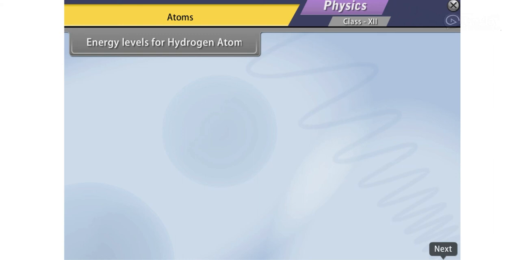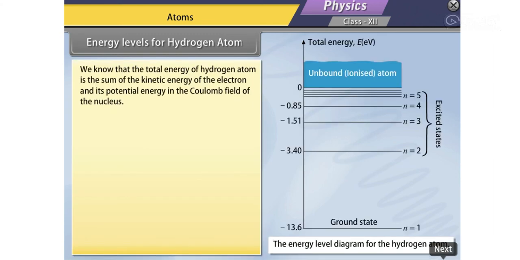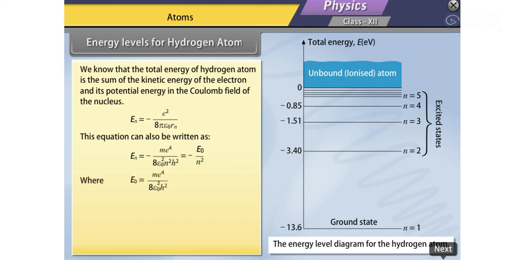Energy levels for hydrogen atom. We know that the total energy of hydrogen atom is the sum of the kinetic energy of the electron and its potential energy in the Coulomb field of the nucleus. En equals minus e square upon 8 pi epsilon naught rn. This equation can also be written as En equals minus m e raised to the power 4 divided by 8 epsilon naught square n square h square, where E naught is equal to m e raised to the power 4 divided by 8 epsilon naught square h square.